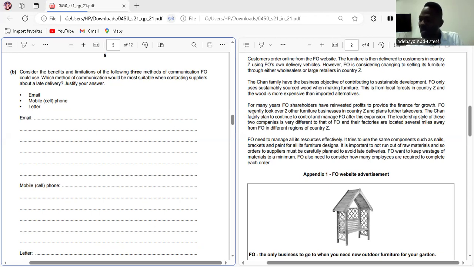Do you get it? So I wrote, letter may be best if it can bring about quicker arrangement to deliver the delayed nails and paint. It is also more formal than the other two options as it is signed for, and it uses the letterhead of the business. So if I'm sending you a letterhead and you are signing for it, it means you have accepted, and whatever happens with it, you are liable.